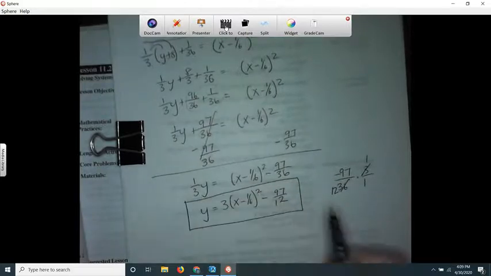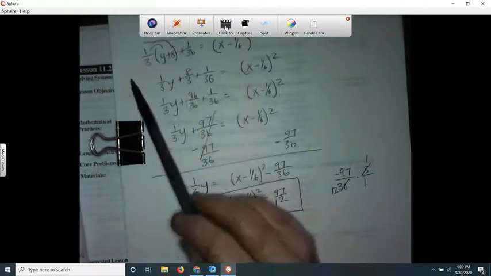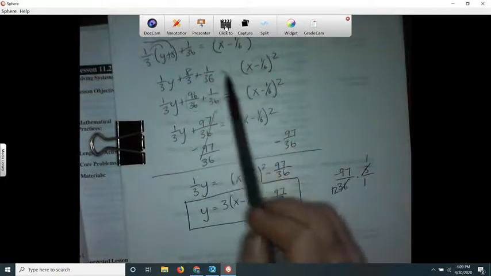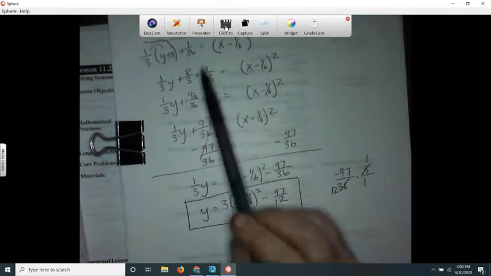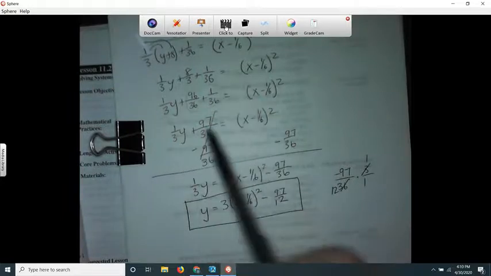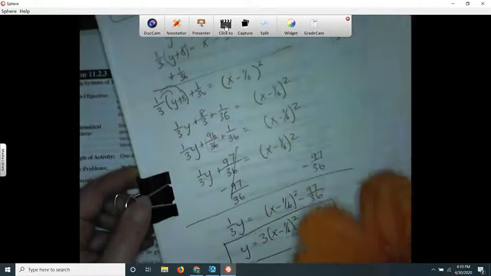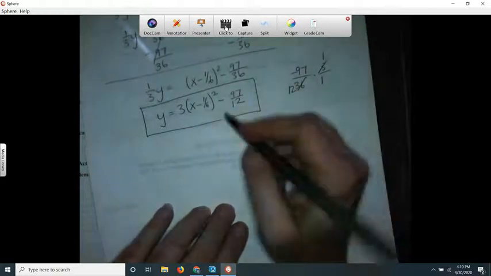I probably should have just factored out, like I said earlier, the 1/3, because it looks like I brought it over and then I had to bring it back. But this is the graphing form. So now they want us to graph it. So just get a graph. Well, I guess I have enough room. I'll just make a graph.